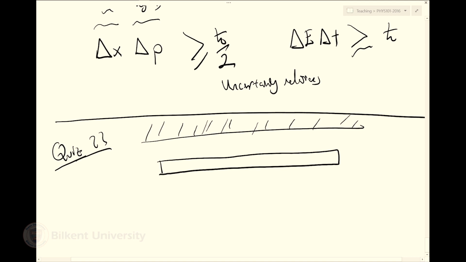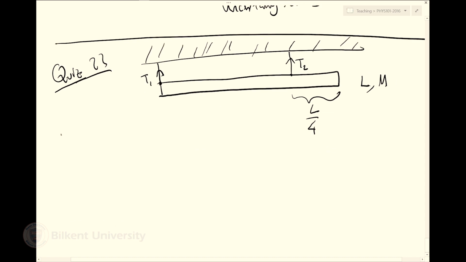So here I have a nice rod of length L and mass M, and it's tied from two different points. From one edge and L over 4 from the other edge, right? So first order of business is to find T1 and T2. Now, how do we do this?